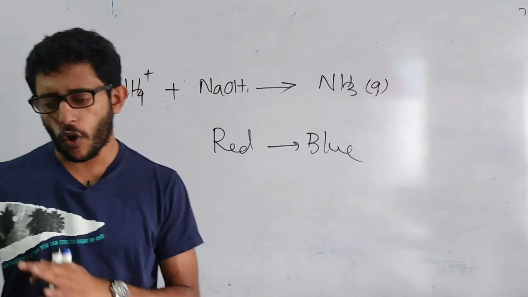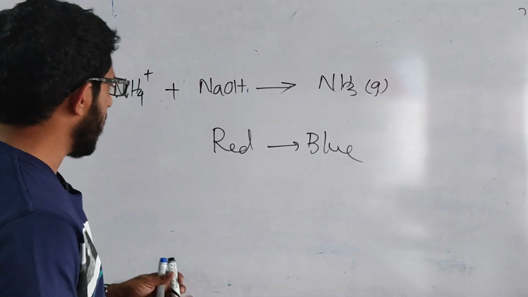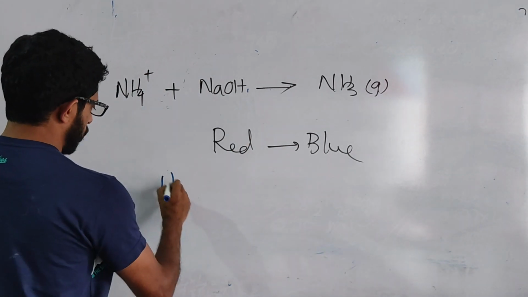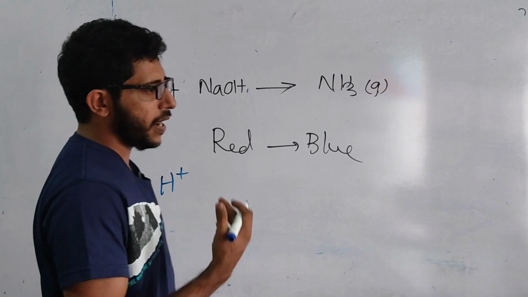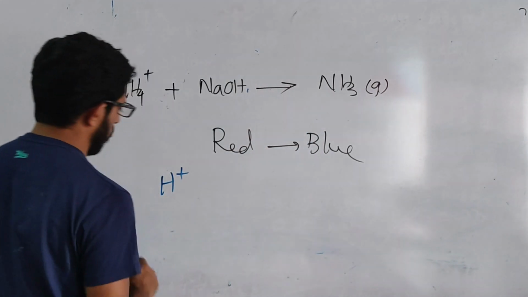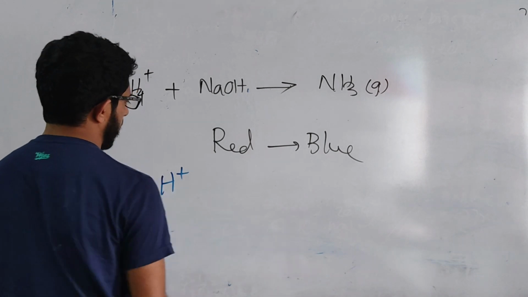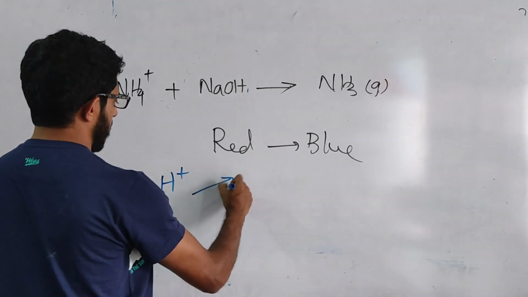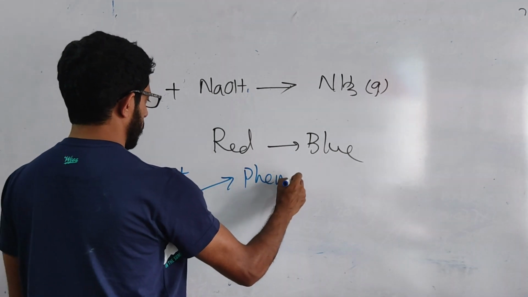Right, so those are the common cations. Other than that, we have acid, H+. There are no reactants we can use to identify H+. H+ can only be identified using an indicator. H+ is there with phenolphthalein.